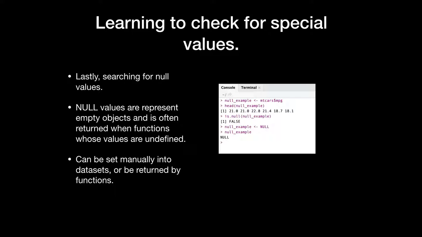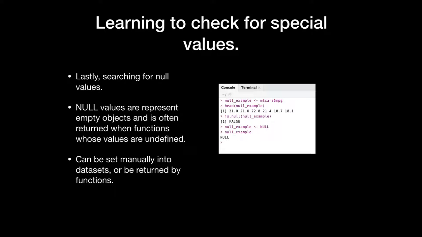Lastly, searching for null values. Null values represent empty objects and are often returned by functions whose values are undefined. This can be set manually into datasets or returned by functions. So on the right here, we are still moving forward with the mtcars data, and we're going to subset the miles per gallon column into a variable called null example. Let's take a look at the head of it. There's the numbers. We check is.null. We're checking if there are any null objects in this, and sure enough, there isn't any.